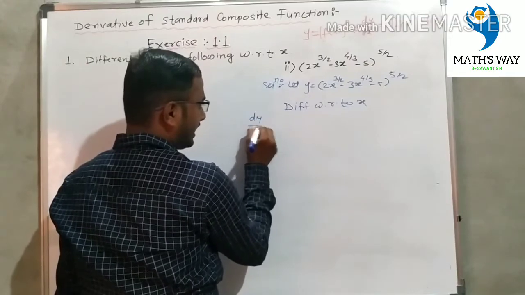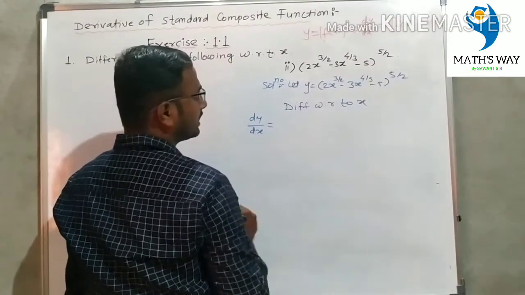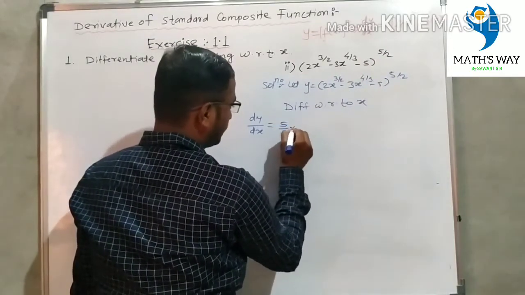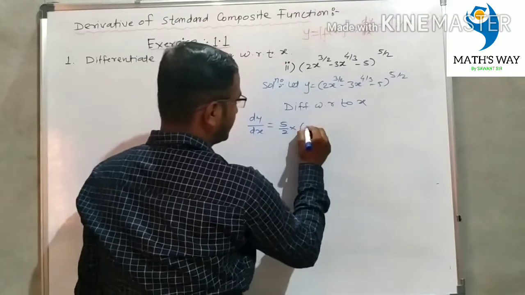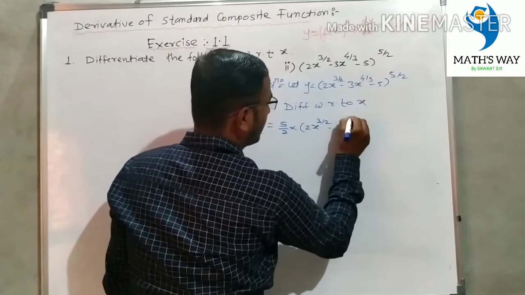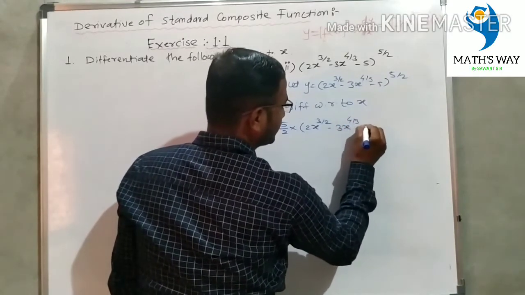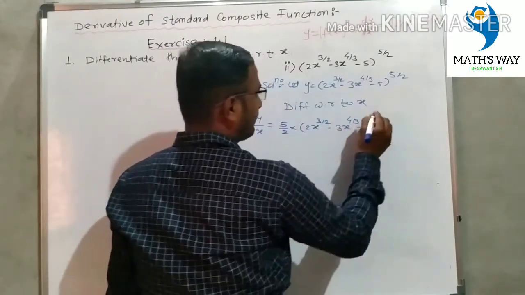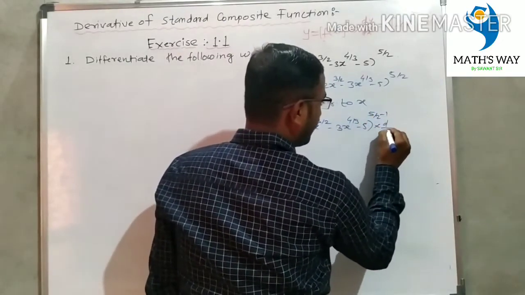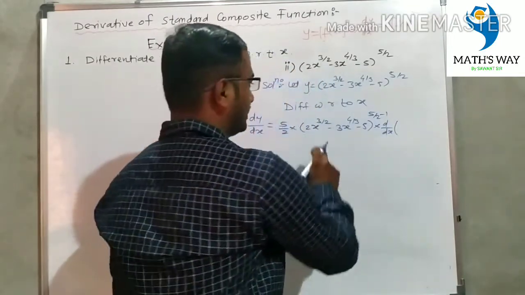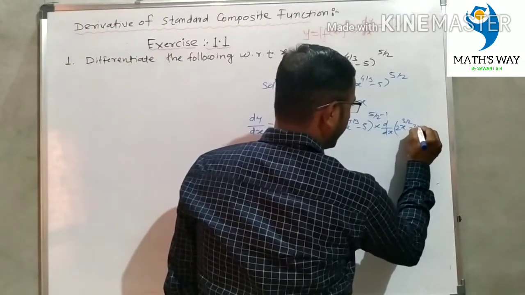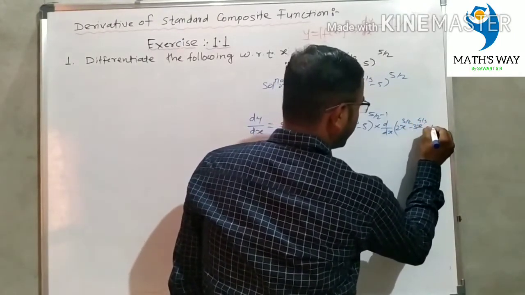So dy by dx is equal to n, which is 5 by 2, into f of x to the power n minus 1. f of x is 2x to the power 3 by 2 minus 3x to the power 4 by 3 minus 5, in a bracket to the power n minus 1, so 5 by 2 minus 1, into the derivative of this bracket term 2x to the power 3 by 2 minus 3x to the power 4 by 3 minus 5.